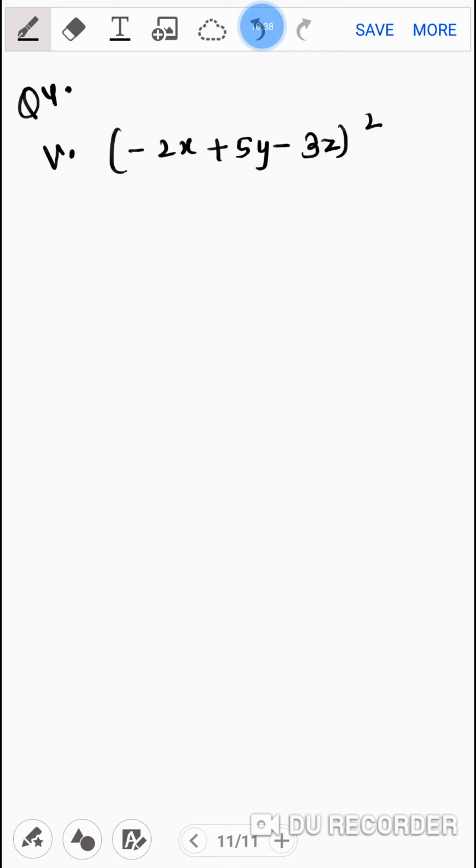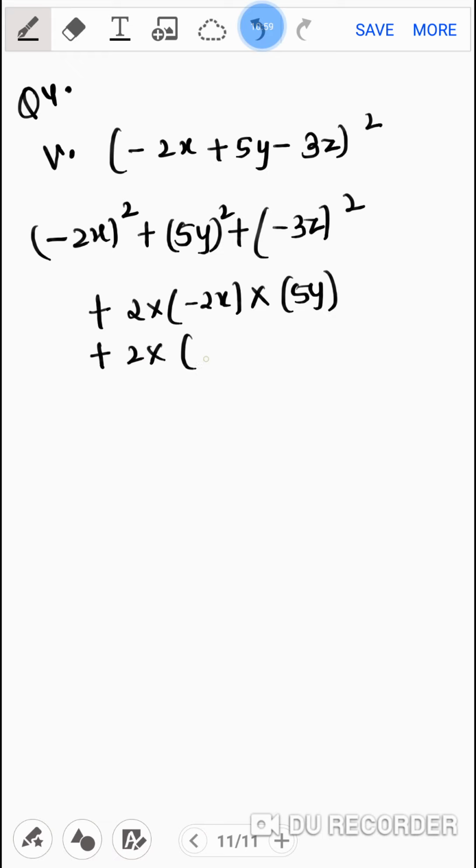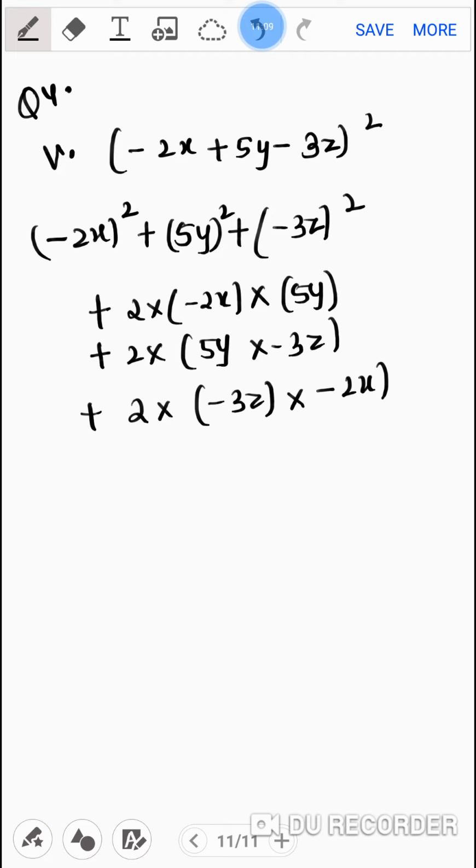Let's see how we can do. First term square plus second term square plus third term square. If you notice, I am taking along with their signs. Plus 2 into first term into second term plus 2 into second term into third term plus 2 into third term into first term. Yes, let me open up this.